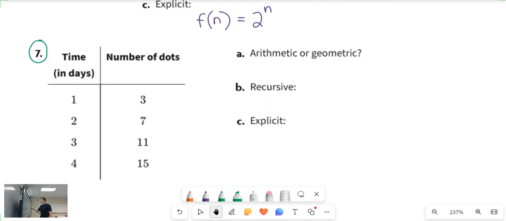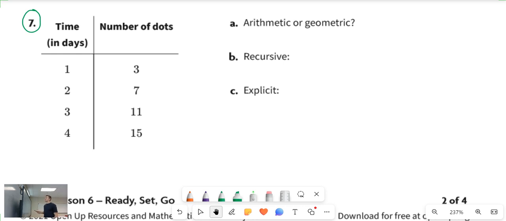On to the next one. So for number 7, all right, time in days. So we're talking about days: the first day, the second day, the third day, the fourth day. There are different numbers of dots. So there's 3 on the first day, 7 on the second, 11 on the third, and 15 on the fourth. So first thing, let's look at the jumps that we are making in our output. So from 3 to 7 is a jump of 4. From 7 to 11 is a jump of 4, right? So this tells me, if we see plus 4, and that's consistent when we're using addition, that is arithmetic. So arithmetic sequence.